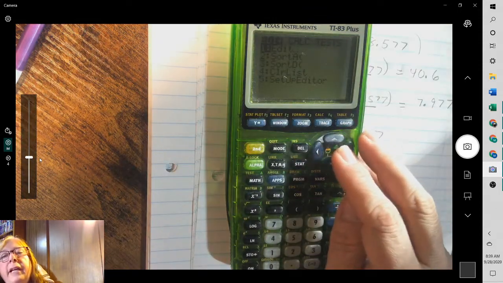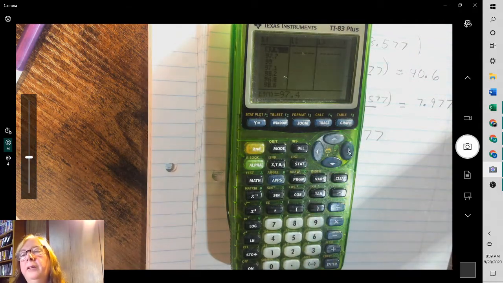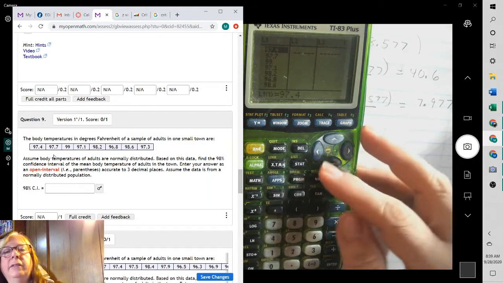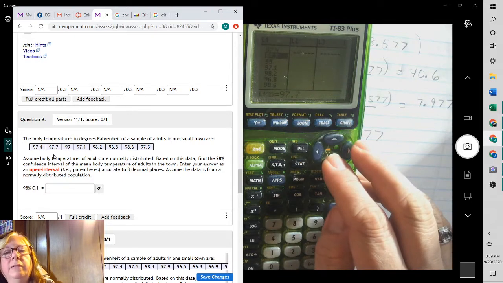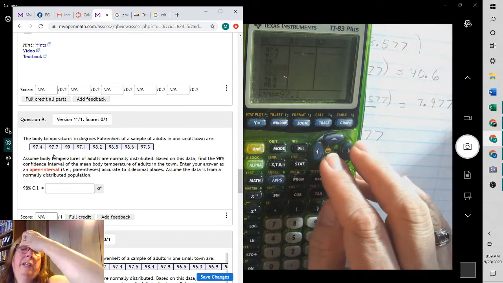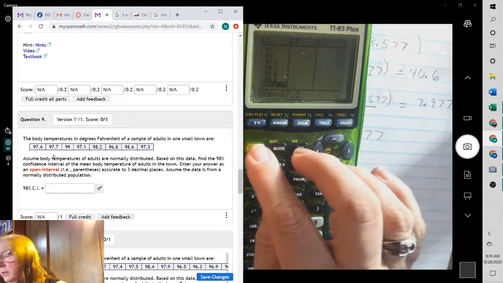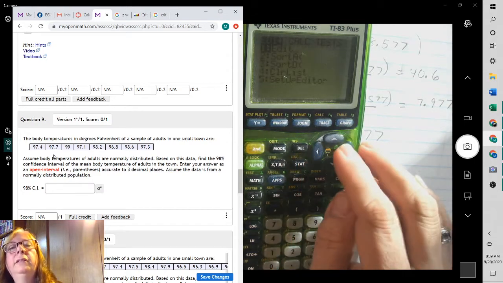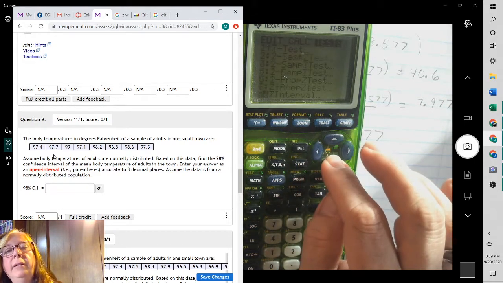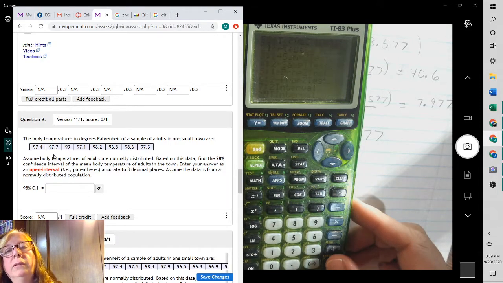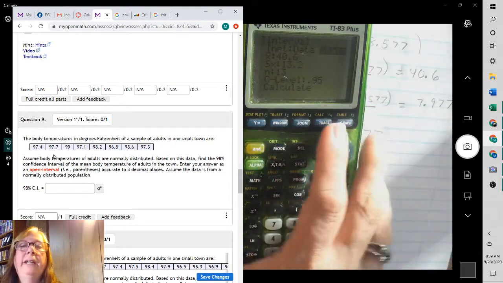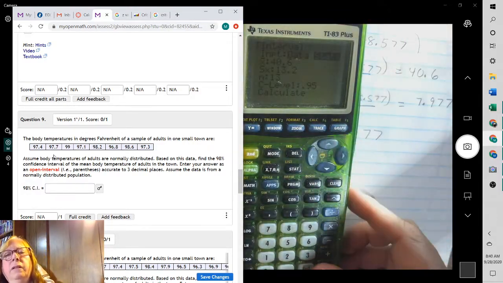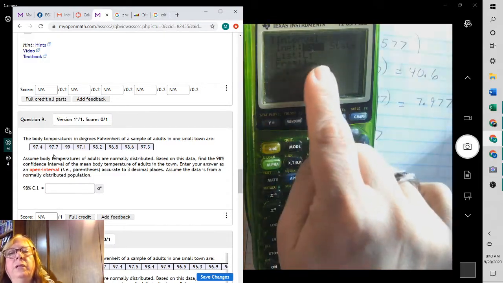But then you go into Stat and Edit and you enter your values. The values were 97.4, 97, 97.7, 99, and so on. I entered all of them. Then second and quit. Then you go over to Stat, Test, and the same interval, T interval. But instead of stats, we have data. So you have to go over one to data and hit enter. It's under list 1, so we don't have to change that.